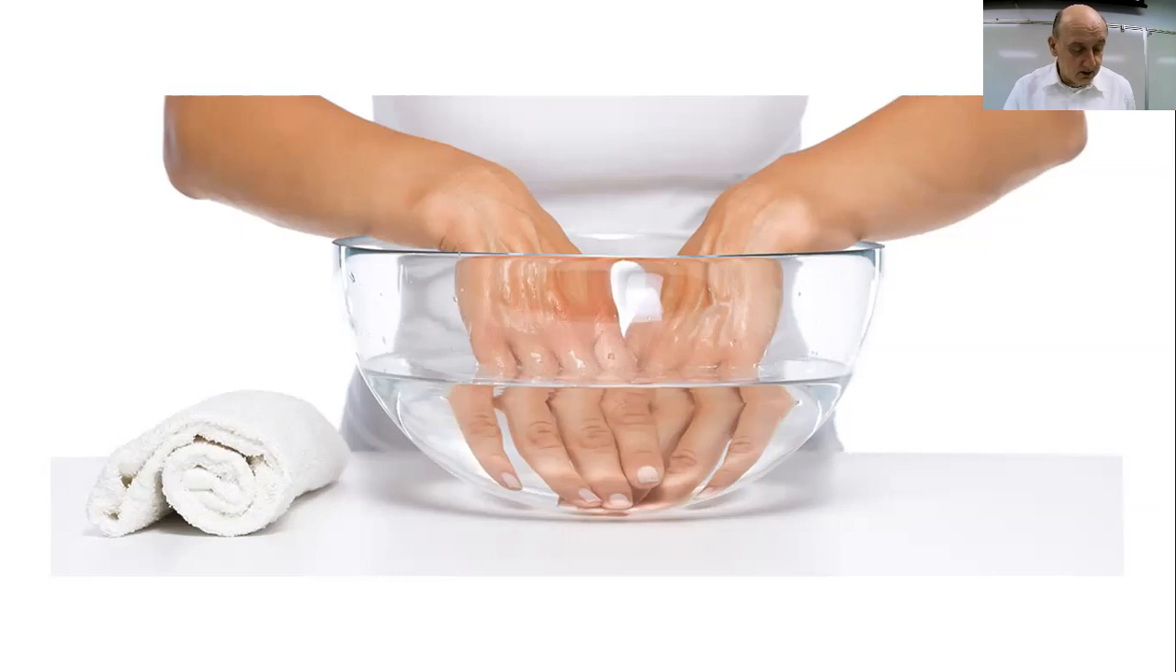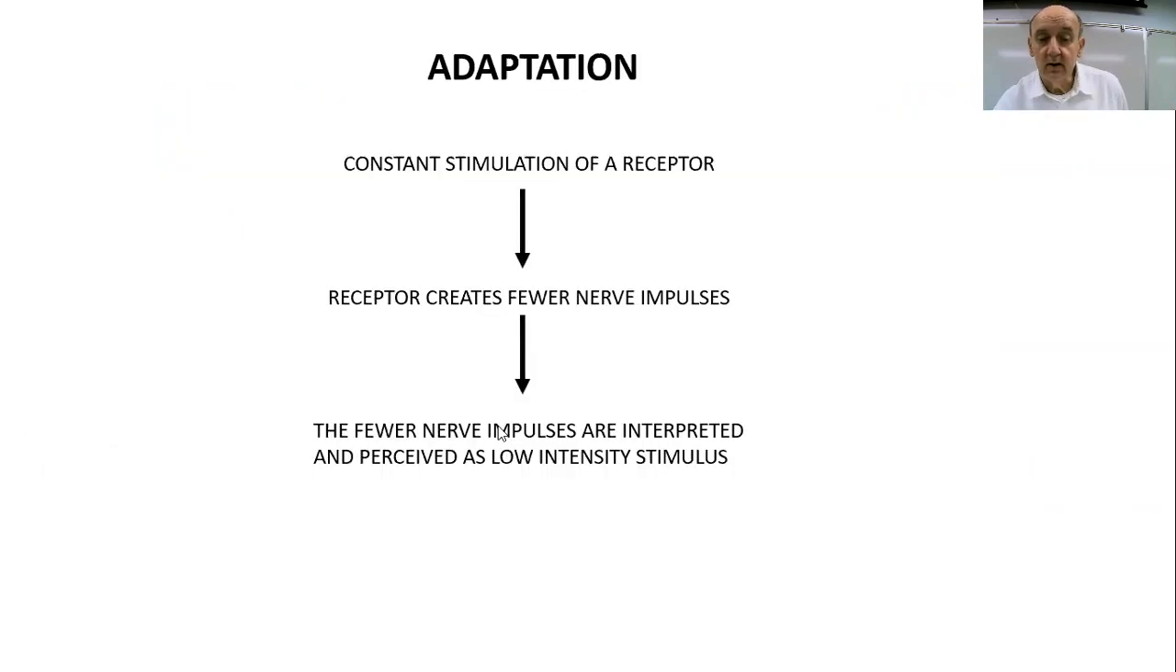Your lab report comes back to this on point number 5. During the process of sensory adaptation, the sensory receptor creates what nerve impulses? Well, let's see. The answer is right here. The sensory receptor will create fewer nerve impulses.